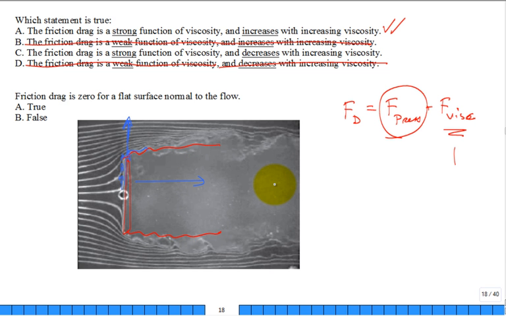No. So basically, this viscous component is near zero, or is zero. The friction drag, not the pressure drag, but the friction drag is near zero. It's all form drag. It's all pressure.